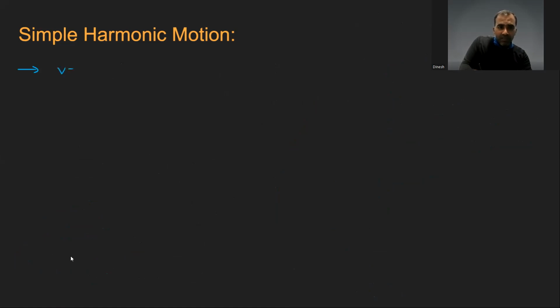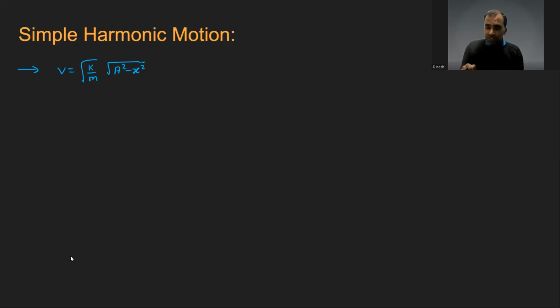What did we get in the previous slide? I'm just writing here root of k by m into root of a square minus x square. So we got the relation between velocity and displacement. Using this relation, what can you say? If I ask you some question, say the SHM is happening with amplitude a, and I ask what is the velocity at a displacement of a by 2, you can tell using this relation. Substitute x equal to a by 2, and you'll get the velocity at the a by 2 position.